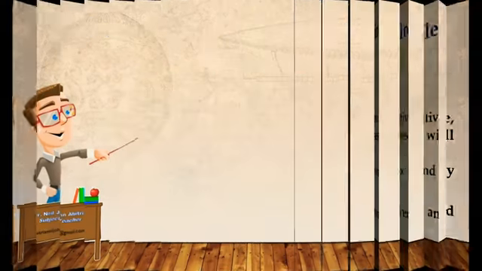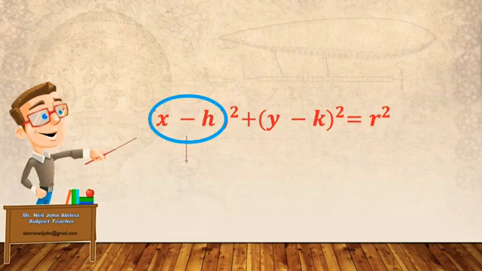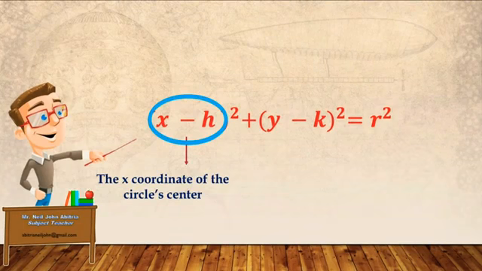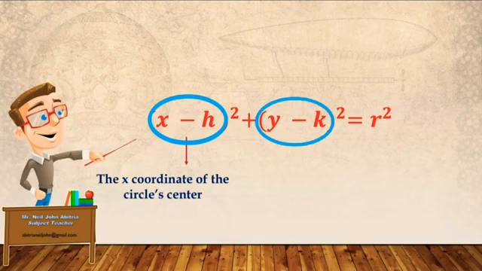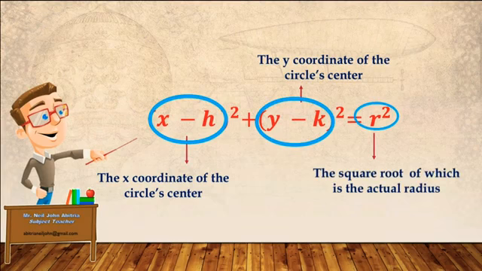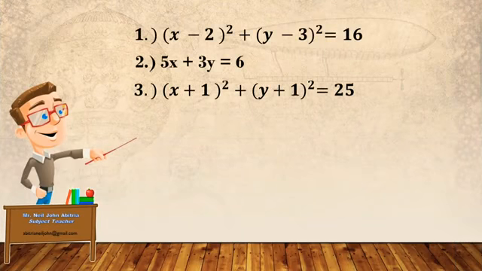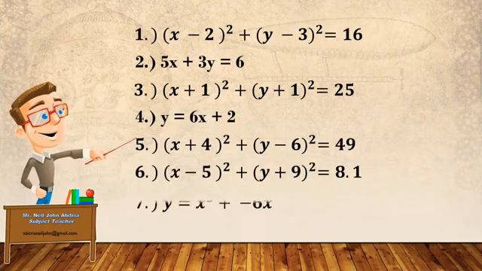The center radius form gives away a lot of information to the trained eye by grouping the h value with the x. The form tells you the x coordinate of the circle's center. The same holds for the k value. It must be the y coordinate for the center of the circle. Once you figure out the circle's center point's coordinates, you can then determine the circle's radius. In the equation, you may not see r squared, but a number, the square root of which is the actual radius. So, try these 7 equations to see if you can really recognize the center radius form.